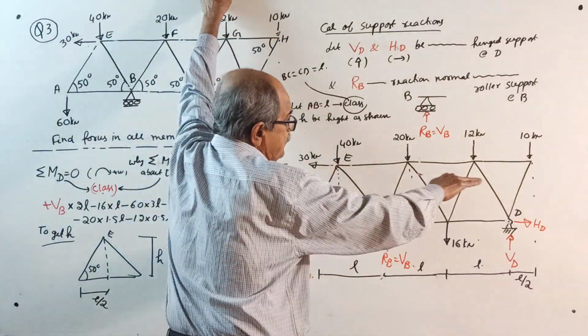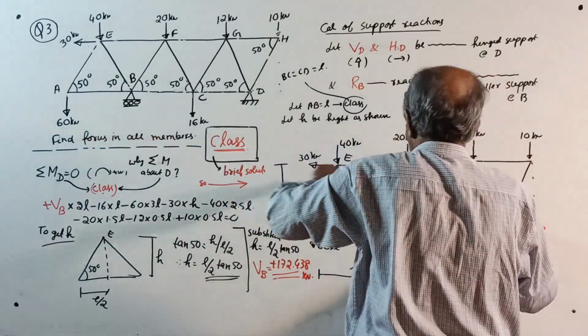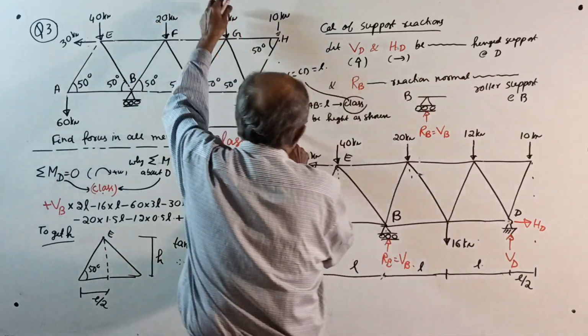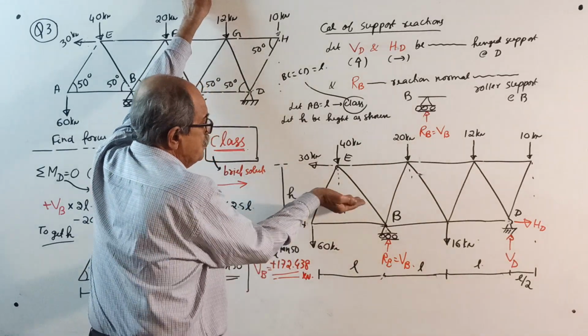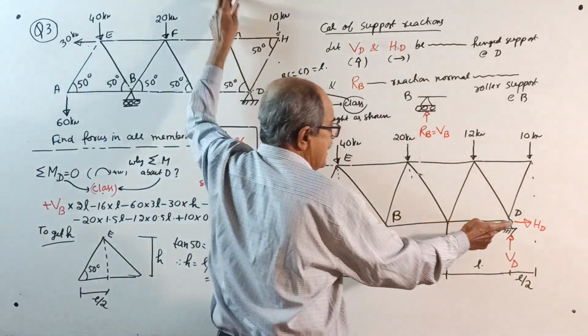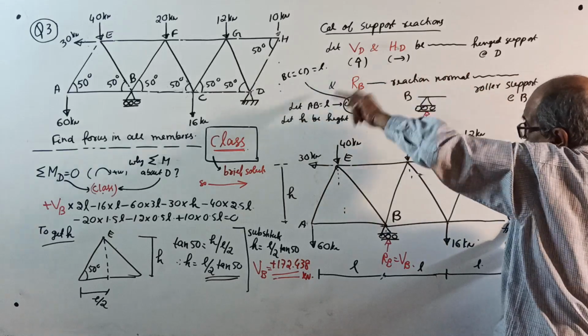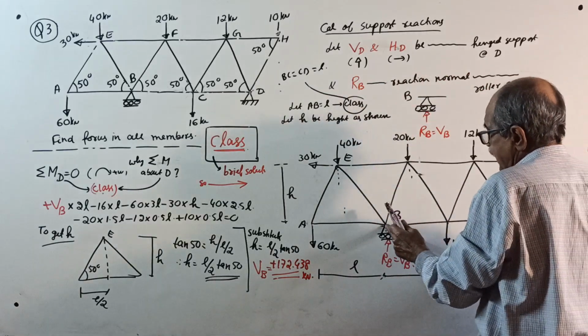30 into, see here, moment about this point, 30 is a horizontal load. So 30 into height h. So you write here, let h be the height here. We don't know what the height is. Let it be h. So minus 30 into h. Why minus? About D, see, anticlockwise. Again, minus 40 into, see, L plus L, 2L.